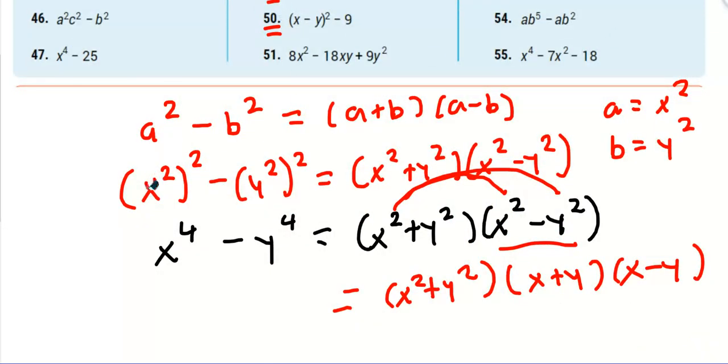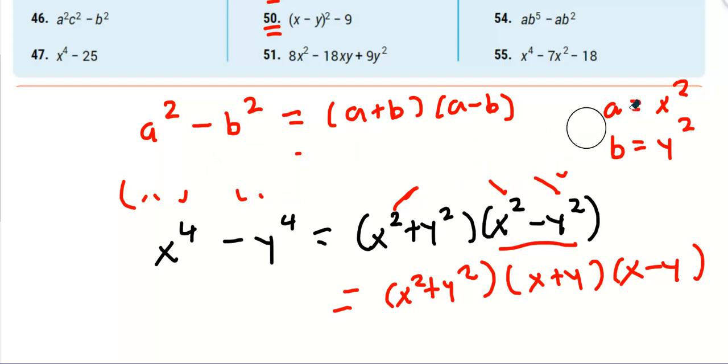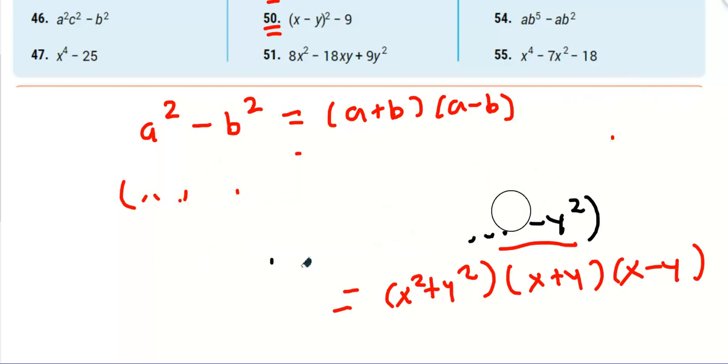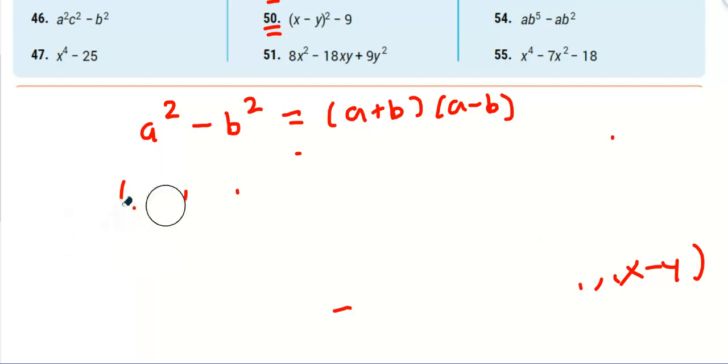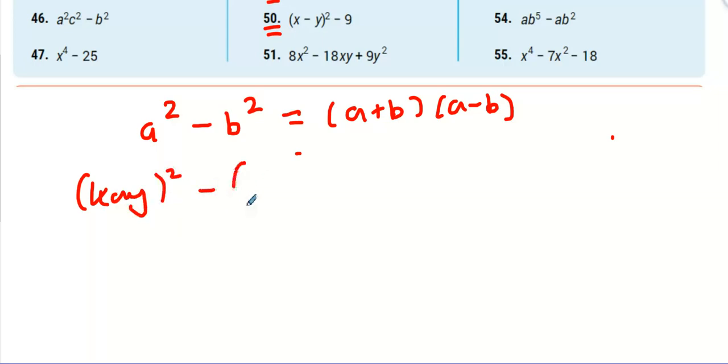Now, the real problem is, do you guys remember me doing this in yesterday's class where I wrote down Kenny squared minus Mark squared? And what did I say the answer was? Kenny plus Mark and then Kenny minus Mark. Is that okay? Remember me doing that? Now, instead of Kenny and Mark, I'm doing question 50 right now. What can I put in there instead?